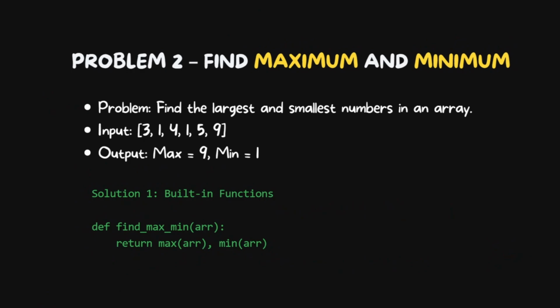This problem is crucial when analyzing data, such as finding the highest score in a game or the smallest expense in a budget. The first solution is by using the built-in function. Python provides built-in functions to solve this easily. The max function returns the largest element, while the min returns the smallest. These functions are efficient and very easy to use.